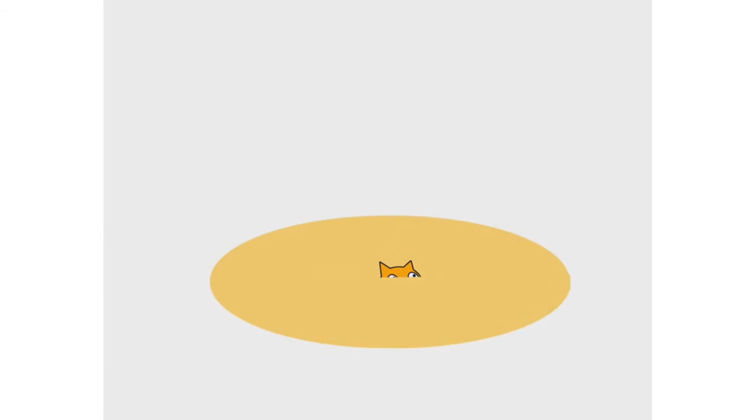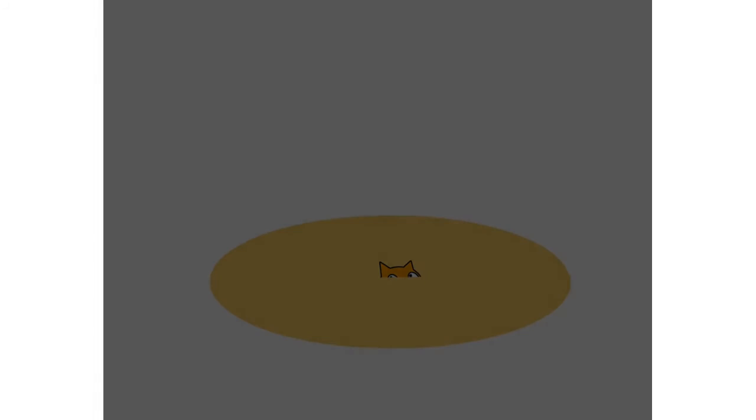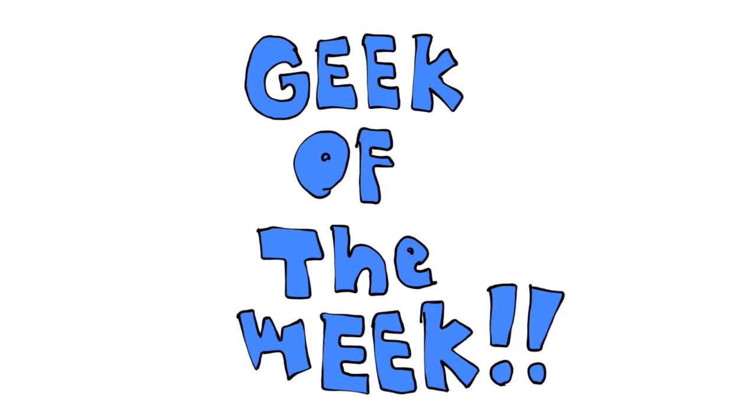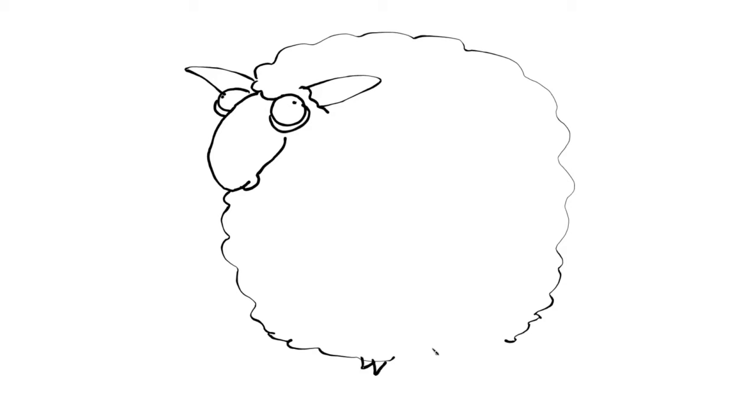Yes, let's shall. Since we're talking about clones, you know what time it is? It's time for Geek of the Week. This week's Geek of the Week is Dolly, the cloned sheep. She was the first mammal cloned from a single cell taken from an adult mammal. Cloning's tricky business, so cloned creatures tend to have weird genetic problems, like spontaneous combustion.